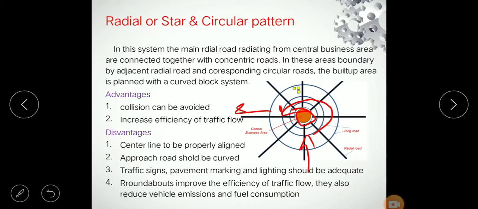Next, older drivers' declines in vision, hearing and cognitive functions, as well as physical impairment, may affect some older adult drivers' ability. Intersections can be especially challenging for older drivers. It becomes hard enough for them to cope with the new systems. Okay, but this will serve more efficiently to have a proper channelization of the transportation facility. Okay, so this is the figure for the radial or star and circular pattern.